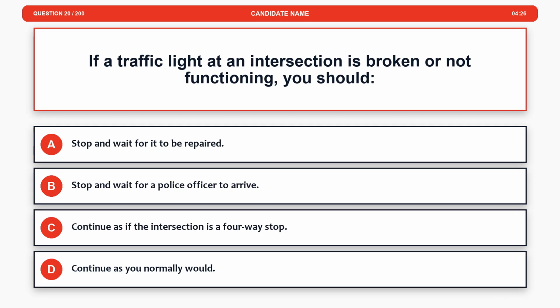Question 20. If a traffic light at an intersection is broken or not functioning, you should: Option A. Stop and wait for it to be repaired. Option B. Stop and wait for a police officer to arrive. Option C. Continue as if the intersection is a four-way stop. Option D. Continue as you normally would.